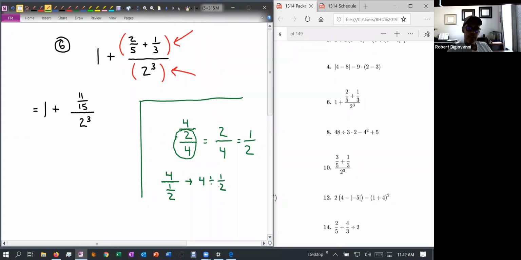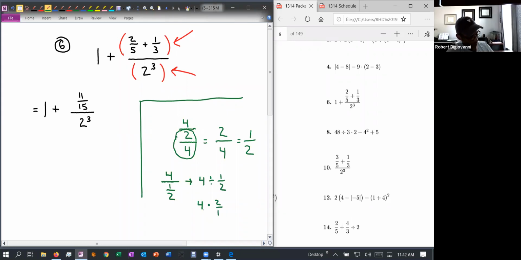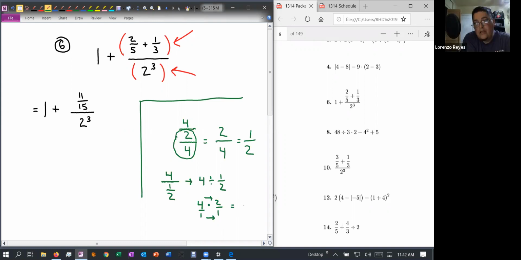And how do we do division? What was it? Copy, dot, flip, right? So you put a 1 on the bottom. Copy, dot, and then flip, right? And then wouldn't we rewrite 4 as 4 over 1 and then just multiply straight across? And what would our answer be? 8 over 1, which is 8.